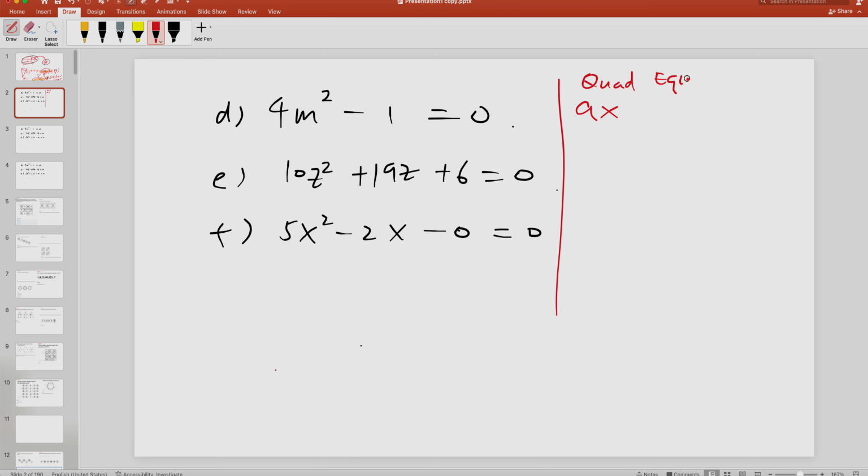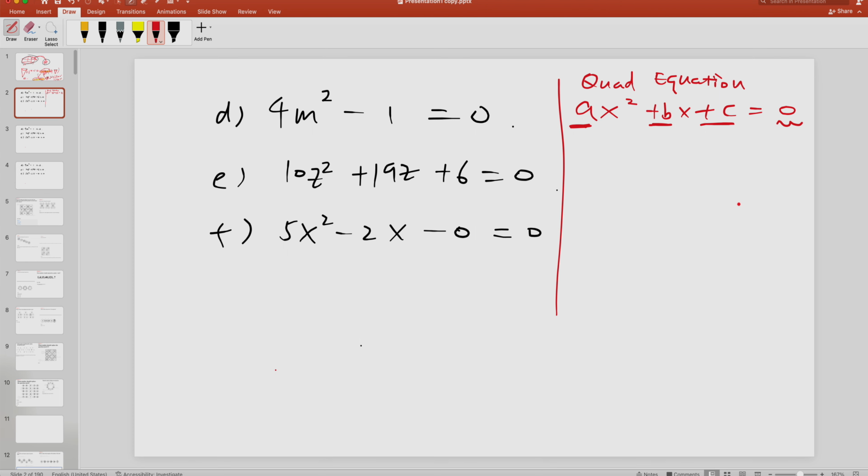Quadratic equation looks like ax squared plus bx plus c equals 0. So basically it looks like this format. The a is in front of the x squared, the plus b is in front of the x, the plus c is the number, and then on the right hand side you have the 0.